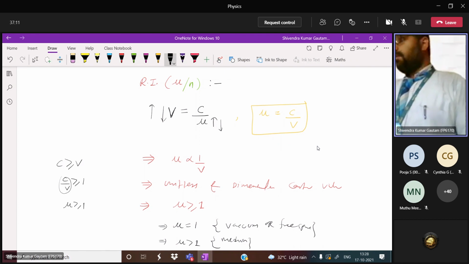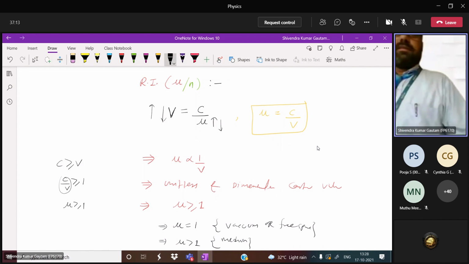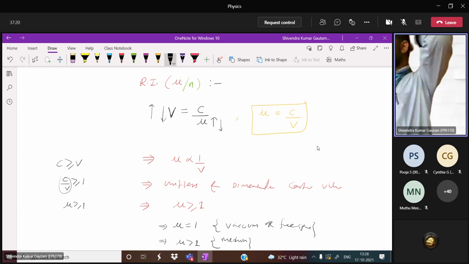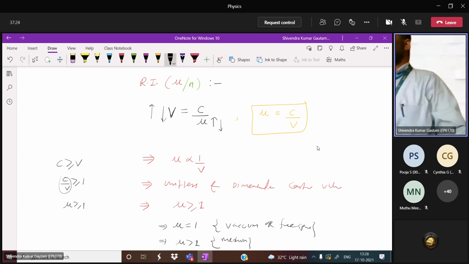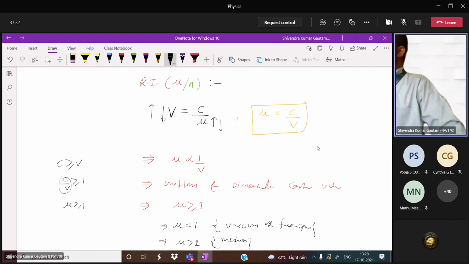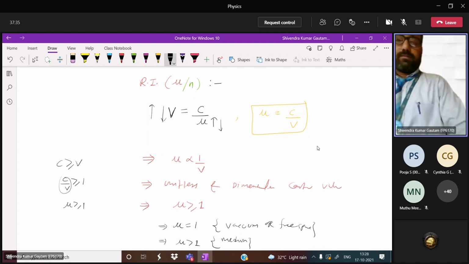Clear to everybody? First write down one definition. Refractive index: it is the characteristic of medium which decides the speed of light in it. Note it down.